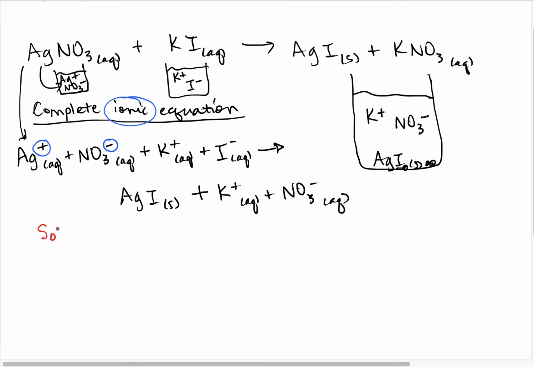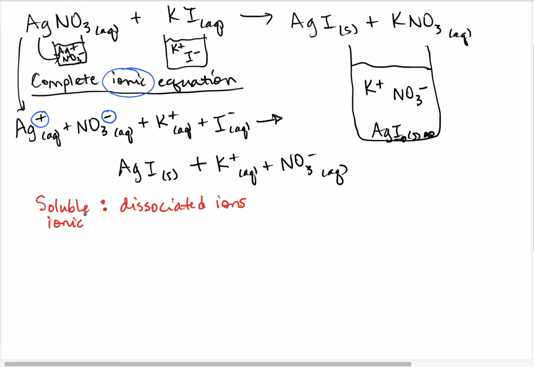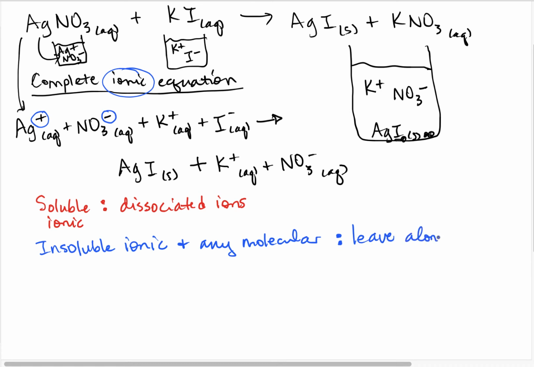All of the soluble ionic compounds are written as dissociated ions. Specifically for ionic compounds. We could have molecular compounds in a reaction too, and we would not dissociate them. Insoluble ionic compounds and any molecular compounds, we just leave them alone. So this is a complete ionic equation.